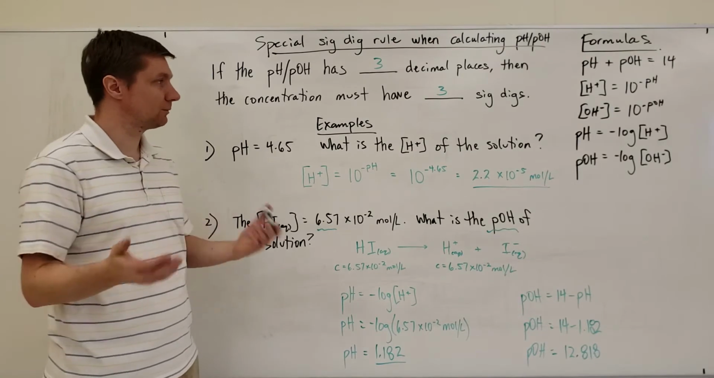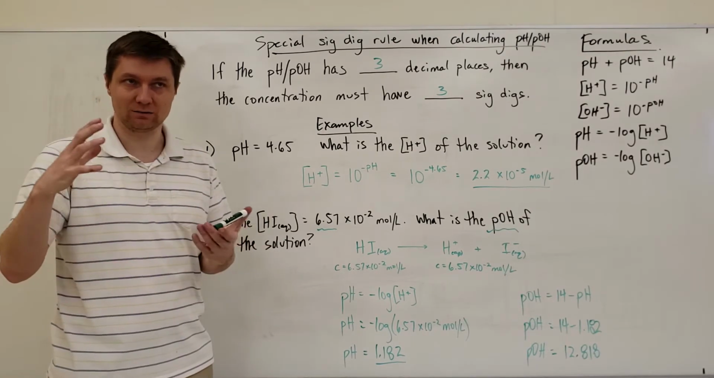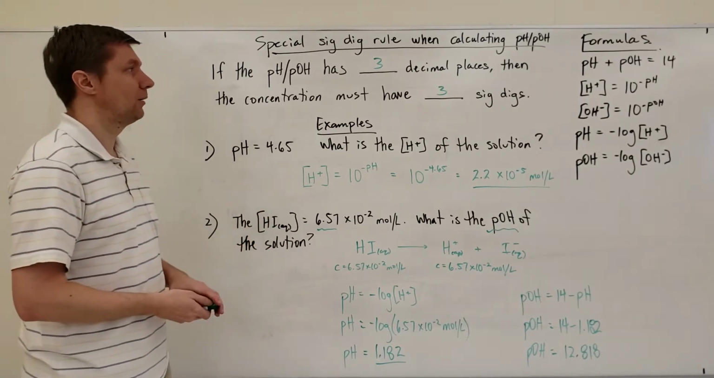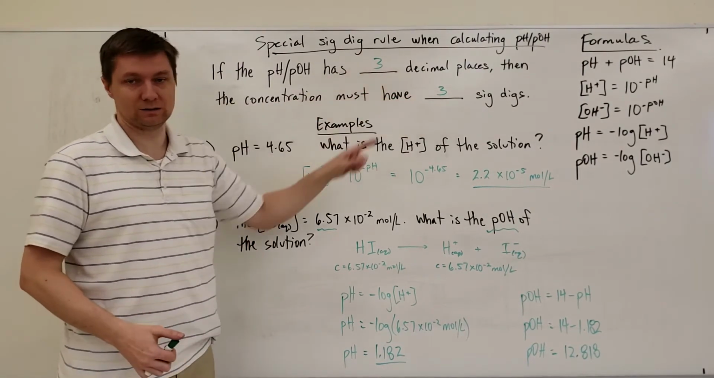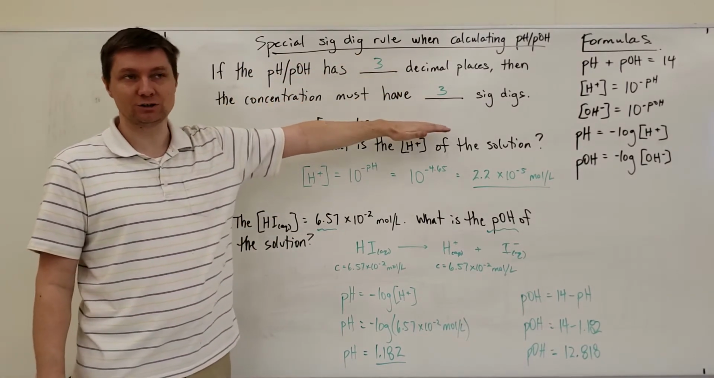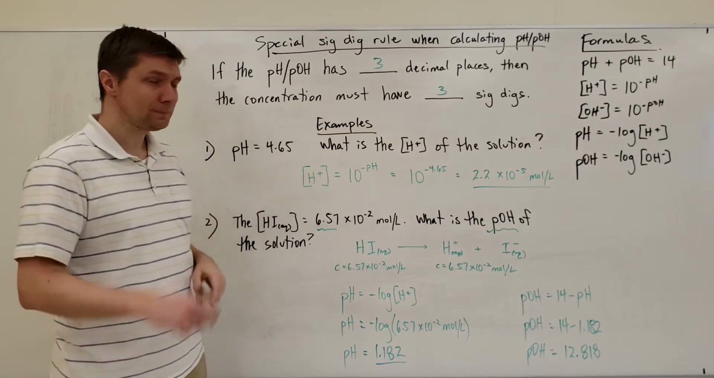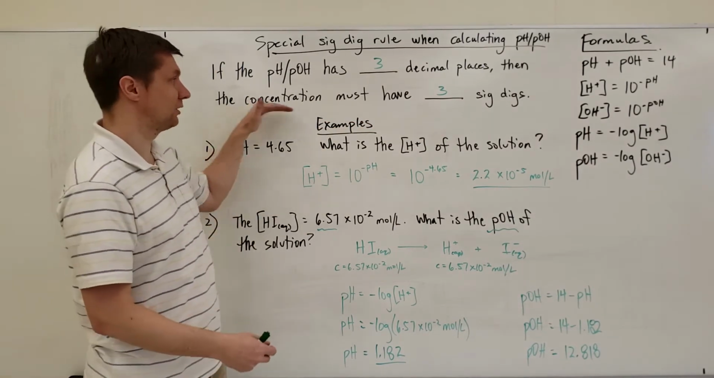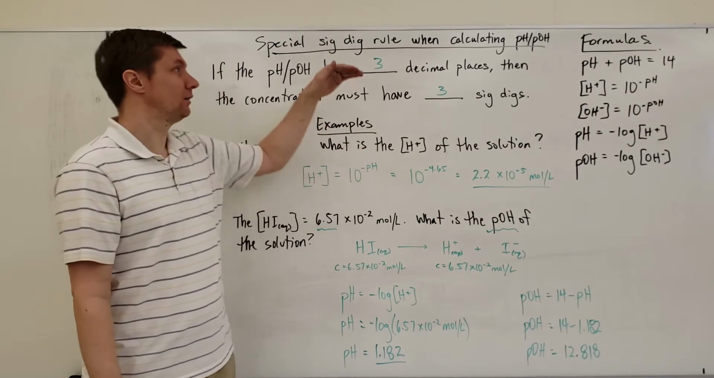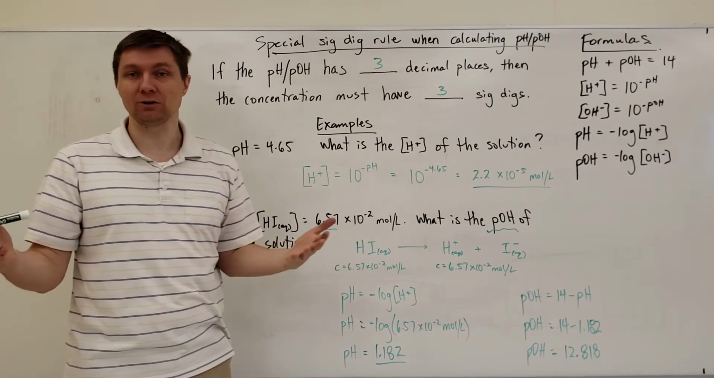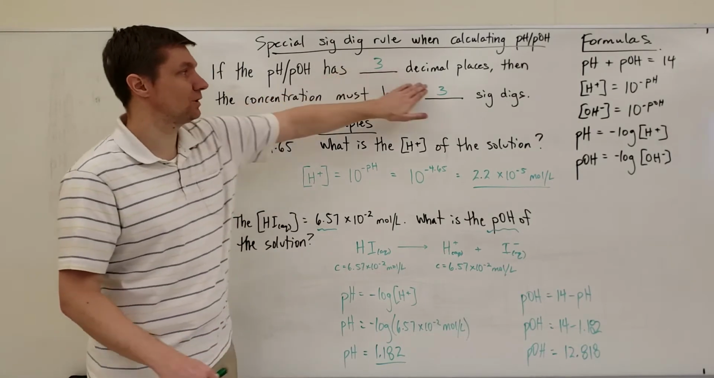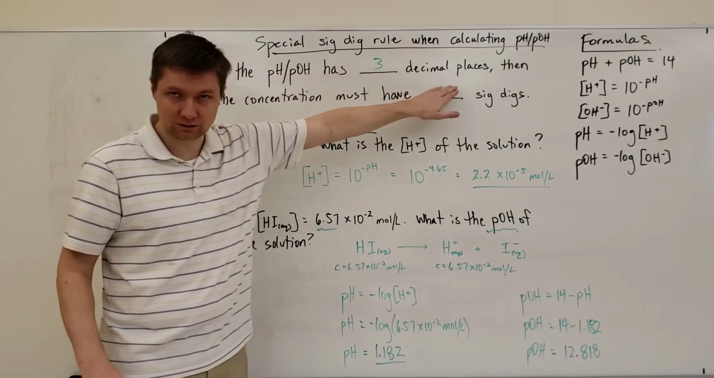With some of the examples I'm going to do on the board, you can see where the number of decimal places and the number of sig-digs sometimes differ from each other. But this number must remain consistent. So if your pH or pOH has 3 decimal places, then your concentration must have 3 sig-digs. The backwards is also true. If you're given a concentration in the question and it's got 3 sig-digs, then the pH and pOH that you're going to calculate from that must have 3 decimal places. And so if this number's a 2, then this number's got to be a 2. If this number's a 4, then this number has to be a 4.